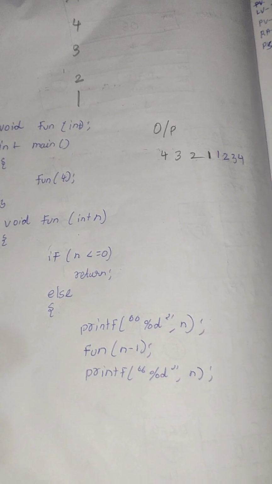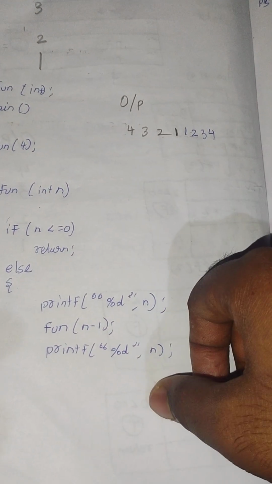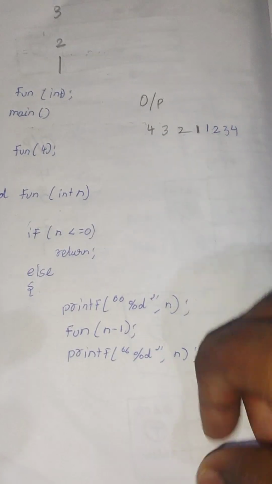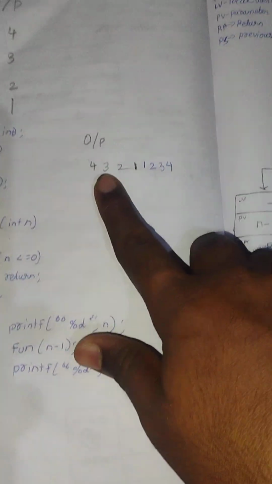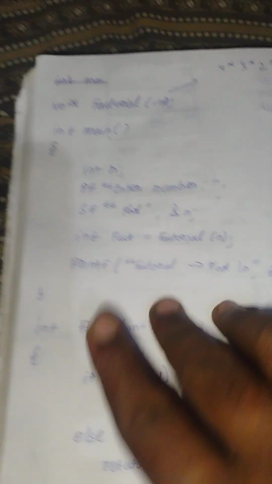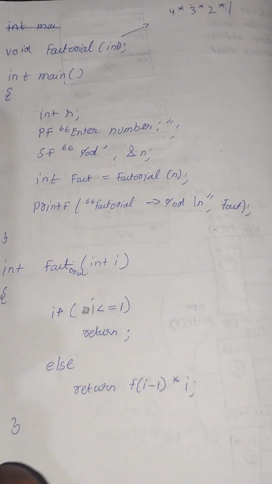It is also the same, but instead we also print the number after the call of the function. So the output is 43211234.